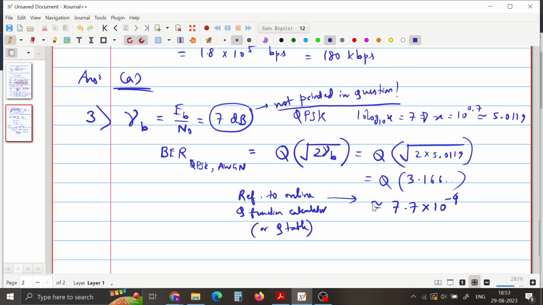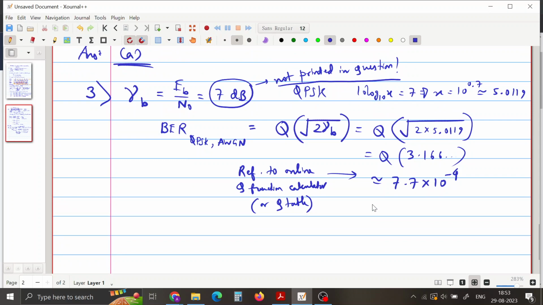Sir, in exams, how can we do it? Okay, in the exam, if you need a Q function value, it will be mentioned in the question. Like in previous weeks, we have seen, for calculating outage probability, Q of some value is mentioned. You don't need to worry, you will be supplied with that value. Sufficient information will be present. Okay, thank you, sir. Yeah, don't worry.